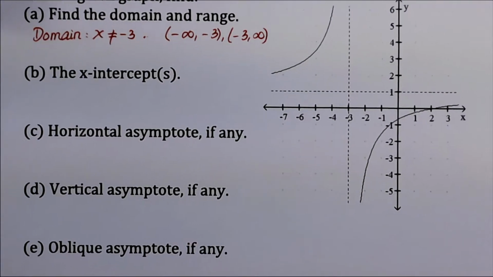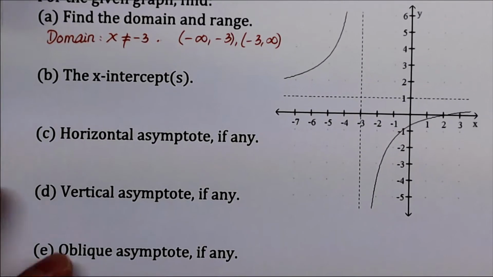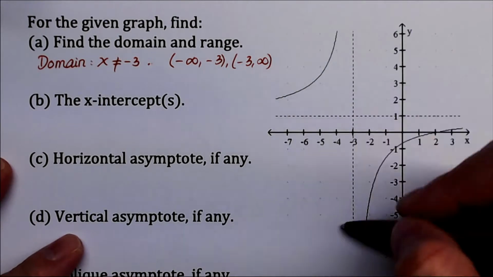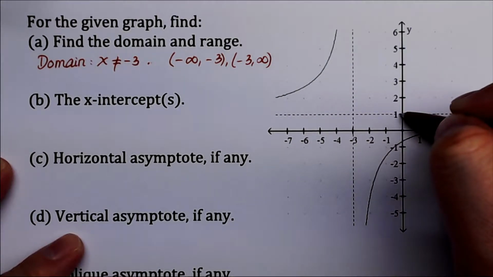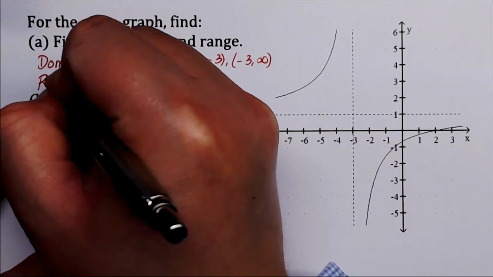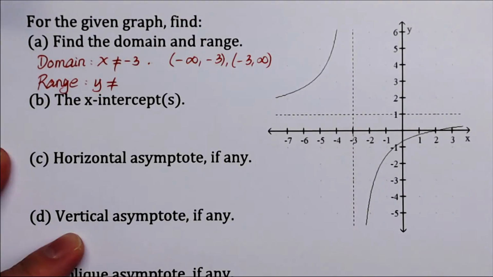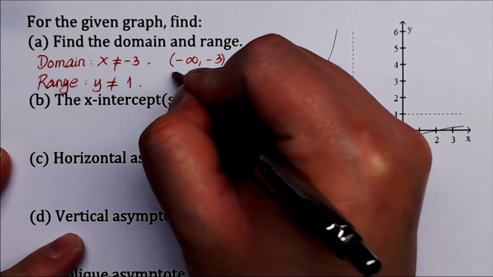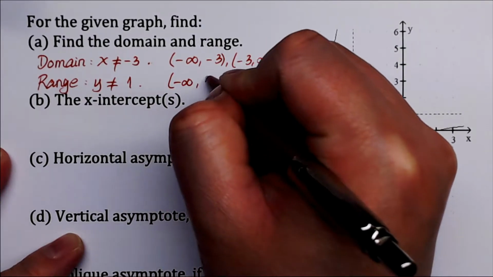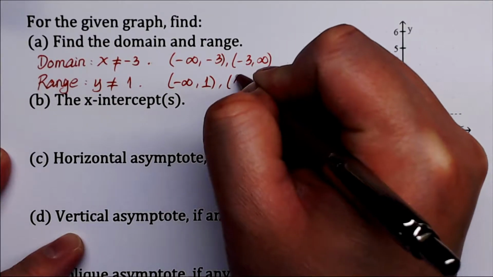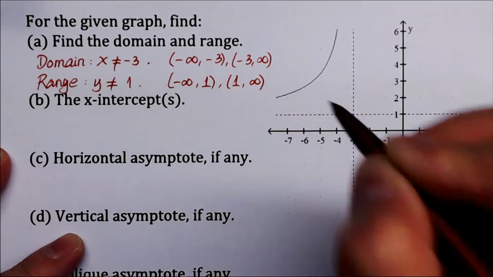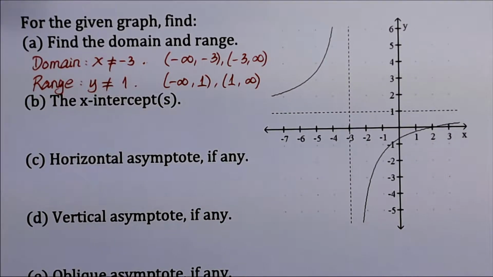The range is kind of similar, all the possible y values, and the y values cannot be 1. So we can say range, y is not equal to 1, meaning that we go from negative infinity to 1 and then from 1 to infinity. Right, so that is the domain and range.